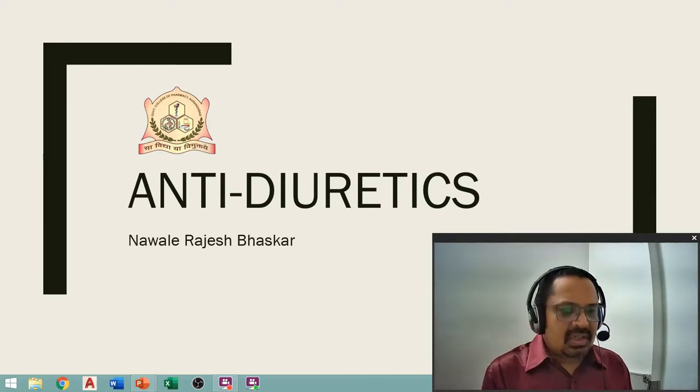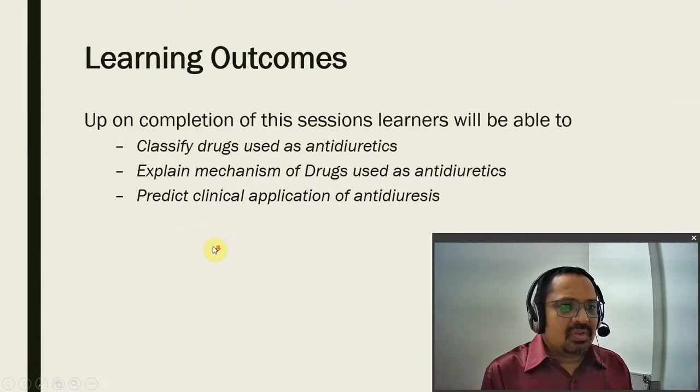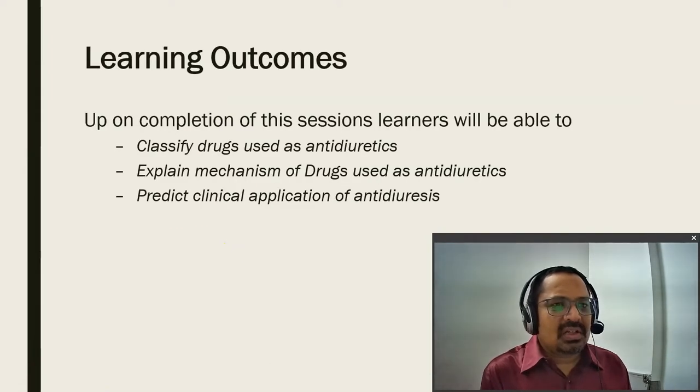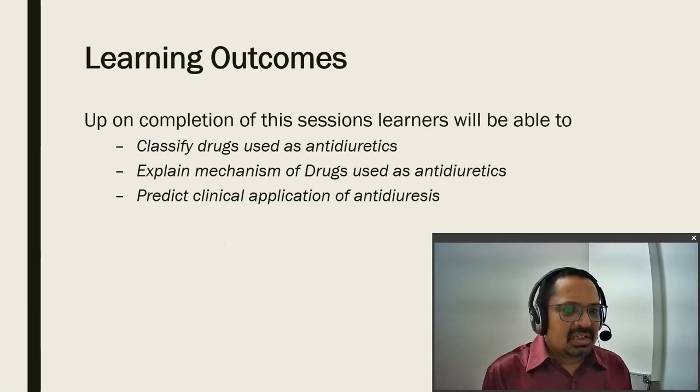The learning outcomes for this chapter: upon completion of these sessions, the learners will be able to classify the drugs which are used as antidiuretic agents, explain the mechanism of action for the drugs which are used as antidiuretic agents, as well as predict the clinical application of antidiuretic agents.